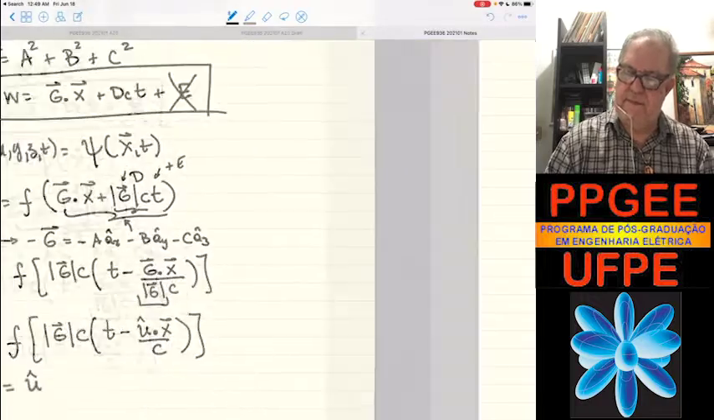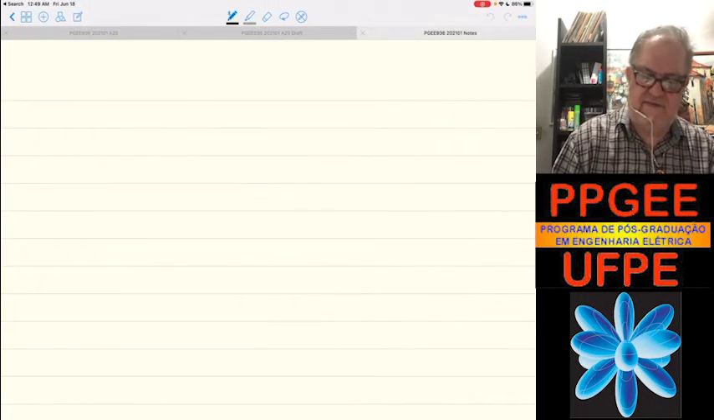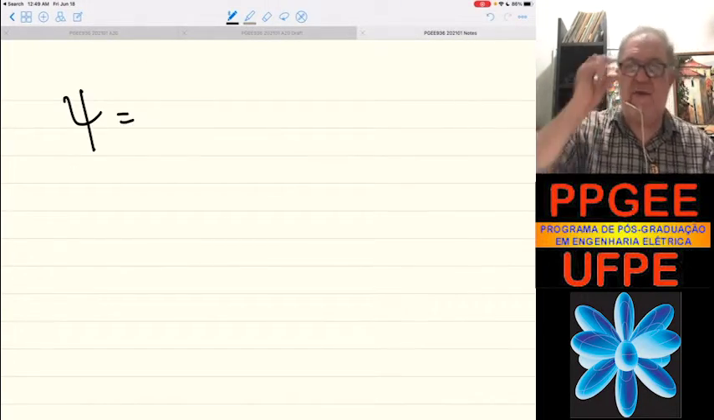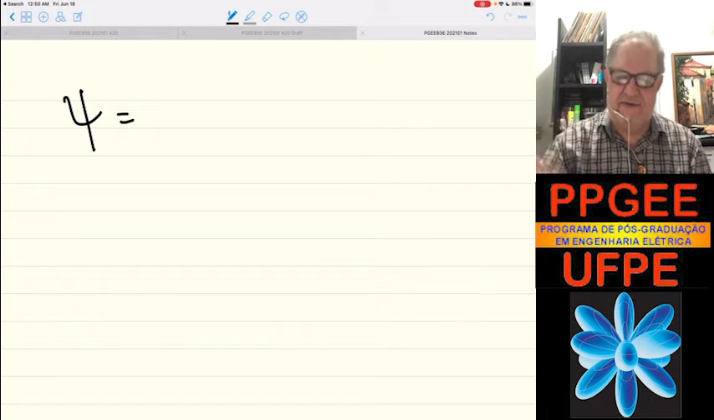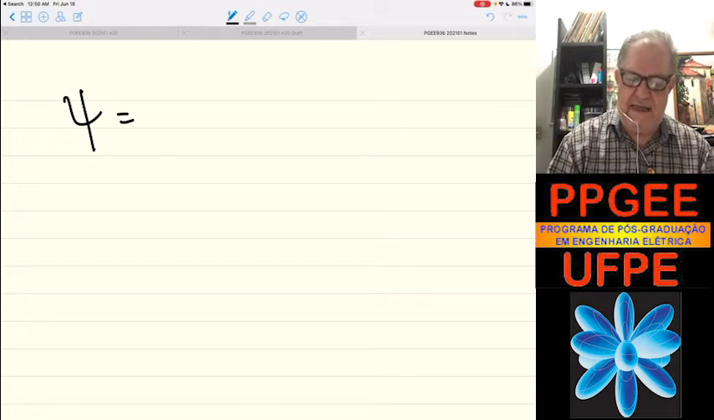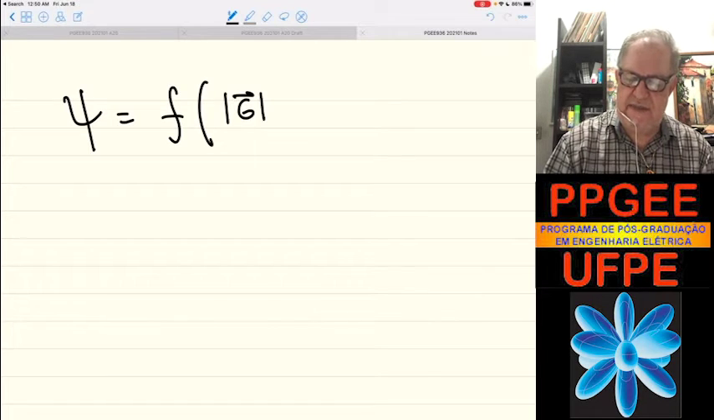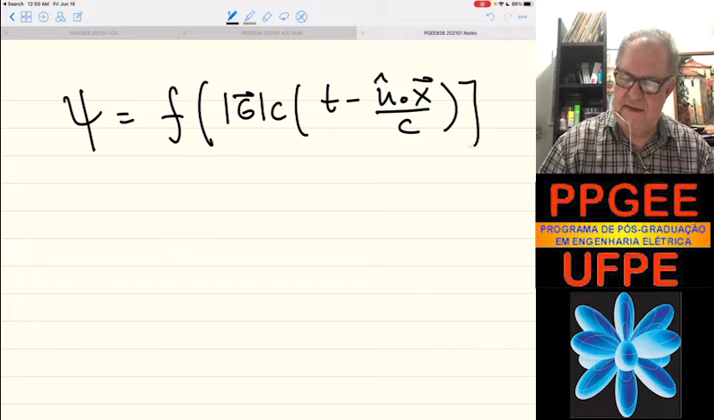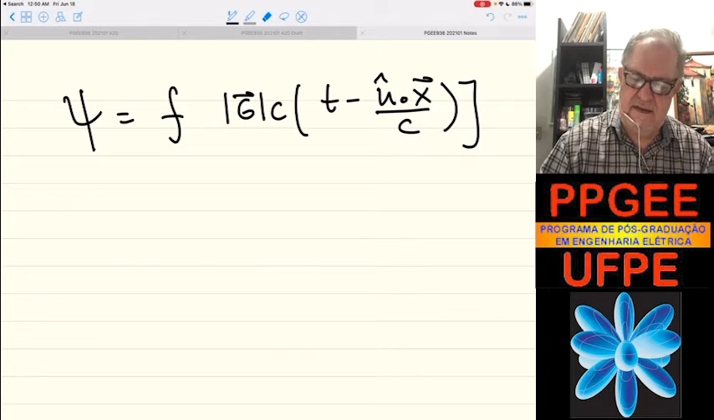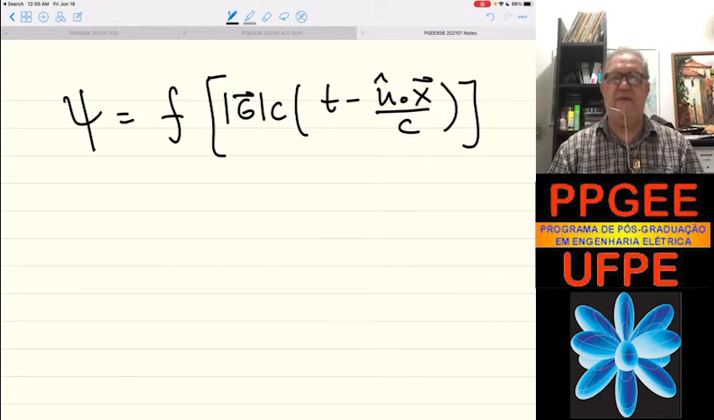So that's the form of the wave function now. A much nicer aspect of the form of the function. It's something like f of the magnitude of g times c, t minus u dot x over c. Right? That's the formula for the wave function.